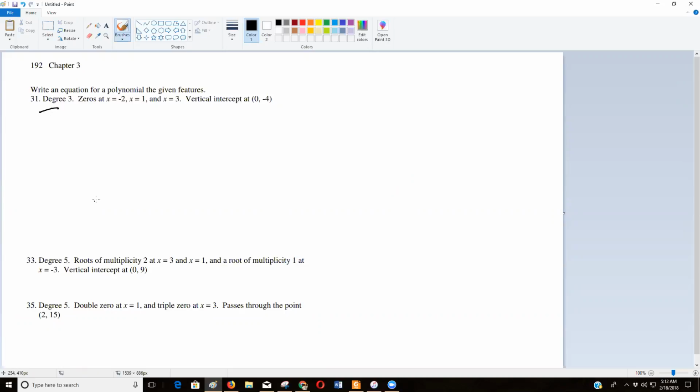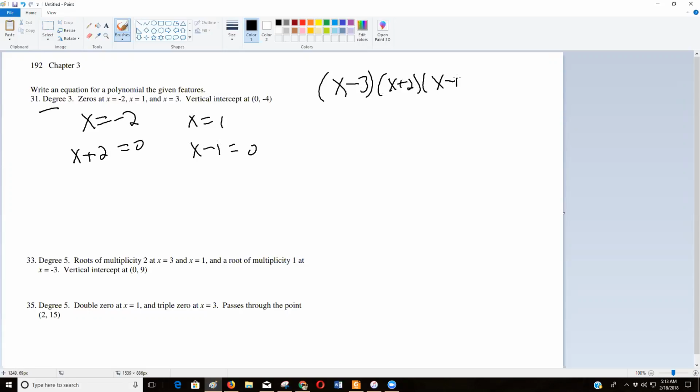Remember, if x equals -2, then the corresponding factor is x plus 2 equals 0. And the same deal, if x equals 1, then x minus 1 has to equal 0. And to make a long story short, if x equals 3, the other factor is going to be x minus 3. So we've got x minus 3 times x plus 2 times x minus 1.